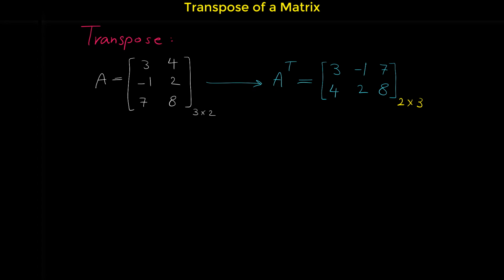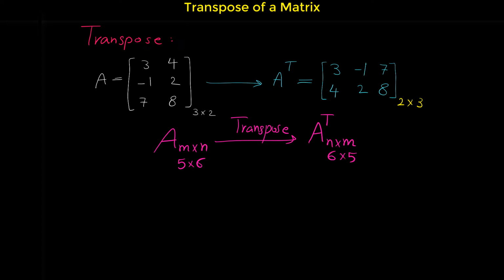In general, when we have an m by n matrix, the transpose of that matrix, which we show with a T, is an n by m matrix. For example, when we have a 5 by 6 matrix, the transpose is 6 by 5. Let me show you some more examples of transposing a matrix.